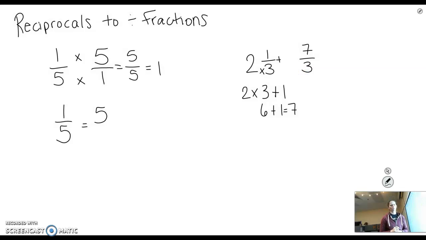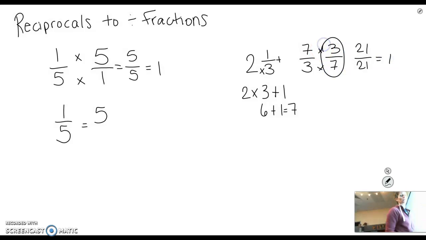7/3. What do you think the reciprocal of 7/3 is? Right, it is 3/7. It is just flipped upside down. Okay, because 7 times 3 is 21, and 3 times 7 is 21, which we know, again, any number over itself is 1. So the reciprocal is 3/7.